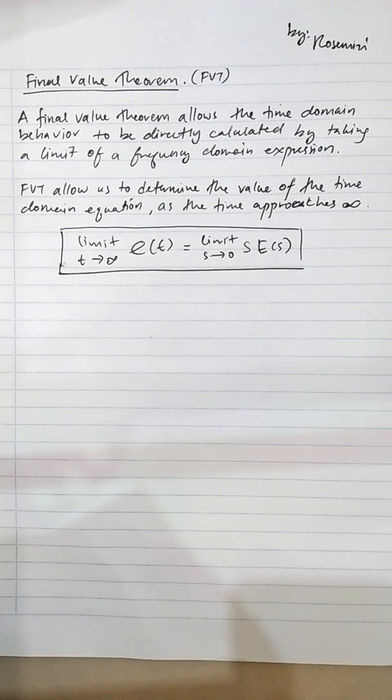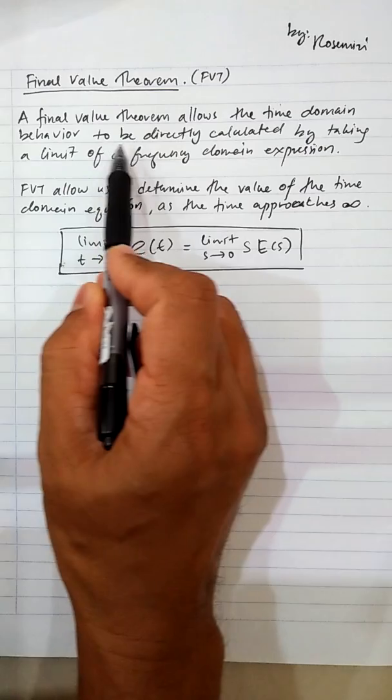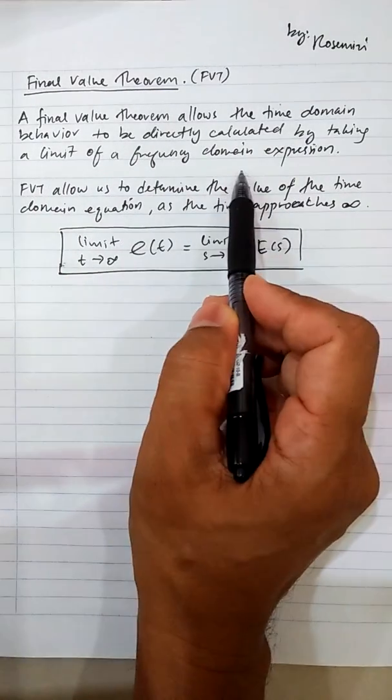Hello guys, in this short video I will explain about final value theorem. A final value theorem allows the time domain behavior to be directly calculated by taking a limit of frequency domain expression.